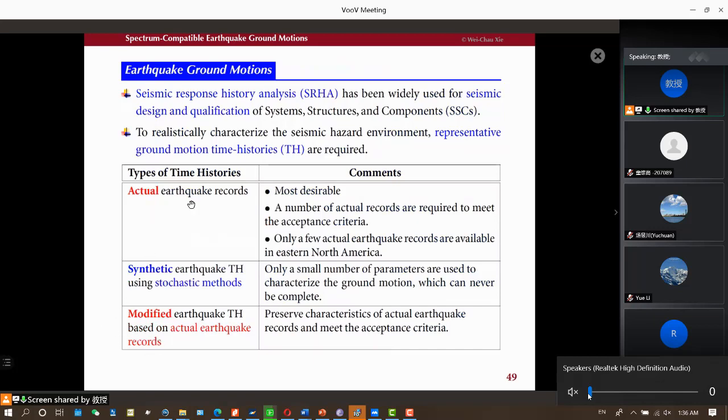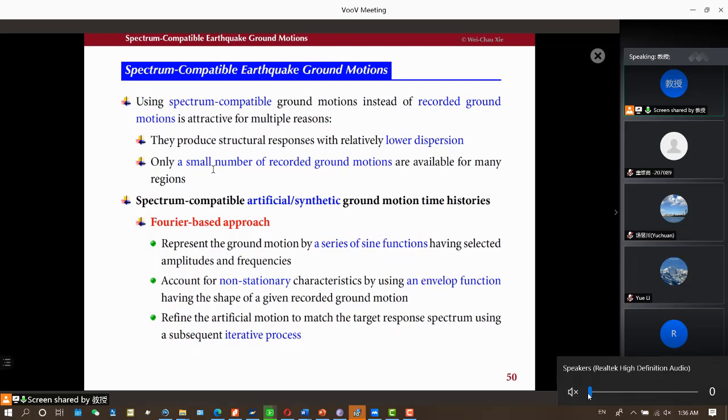And then we multiply by an envelope to make it non-stationary. And this is mainly used in the 60s and the 70s. And the second method is the wavelet-based method. It's similar to the Fourier method, except that we decompose the ground motion into wavelets, 小波, and then we add or subtract wavelets to modify the frequency and amplitudes.